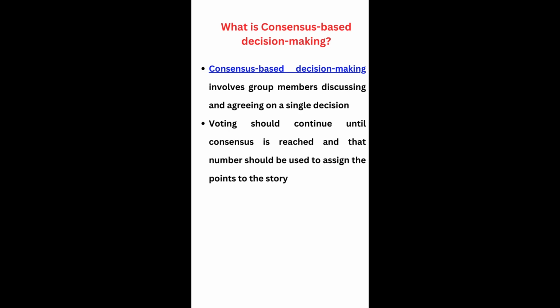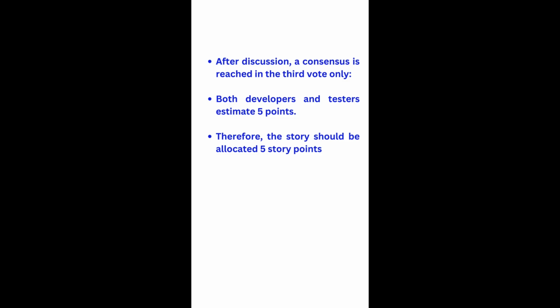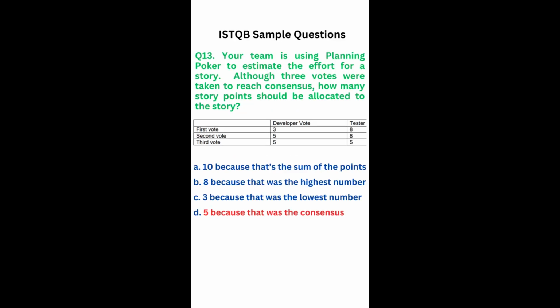First, let us see, what is consensus-based decision-making? Consensus-based decision-making involves group members discussing and agreeing on a single decision. So, voting should continue until consensus is reached, and that number should be used to assign the points to the story. Here, after discussion, a consensus is reached in the third vote only. Both developers and testers estimate 5 points. Therefore, the story should be allocated 5 story points.